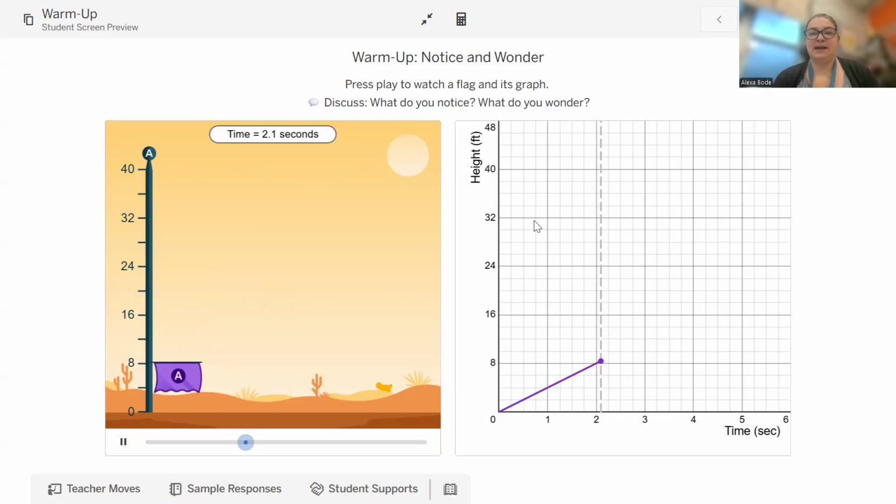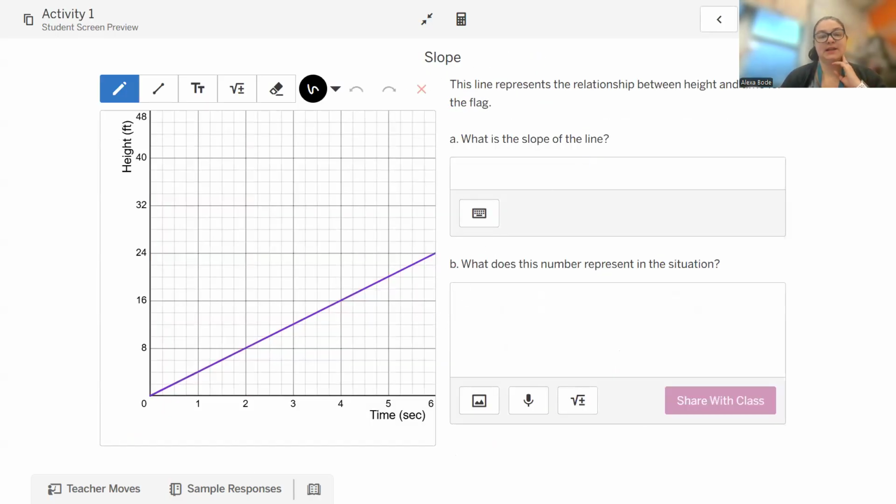Okay, so this line represents the relationship between height and time for this flag, the flag that you just watched. What is the slope of this line? So we want to find two pretty points. This is proportional. It does start at 0, 0, so we can find any other pretty point. I'm going to go with this one, but when I do this, I can't think of it as 1 and 2, or as 1, 2, 3, 4 over 1, 2, 3, 4, 5, 6, 7, 8, because my height here from 0 to 8 is actually 8.